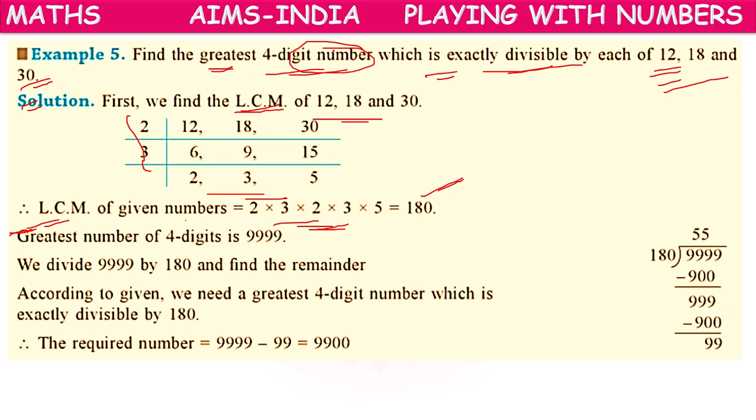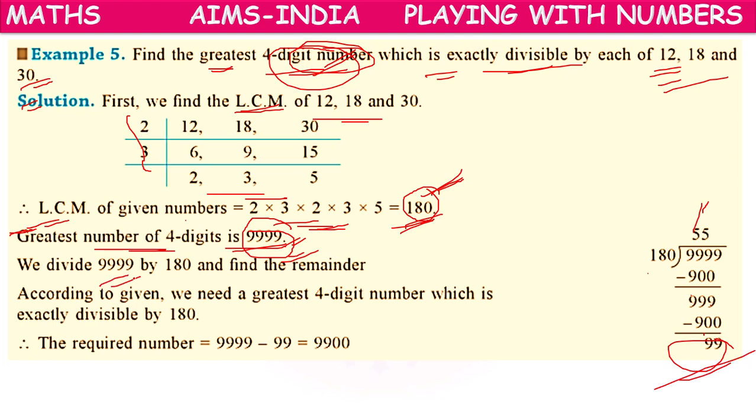But we need 4-digit number, greatest 4-digit number. It is the least common multiple, 180 we have got, but we need greatest 4-digit number. So actually the greatest 4-digit number is 4 9s, 9,999. Let's try to divide this with this LCM, 180. So 180 5 times 900, 999, 5 times 900, 99 is remaining. Means when we divide 9,999 by 180, we got remainder 99.